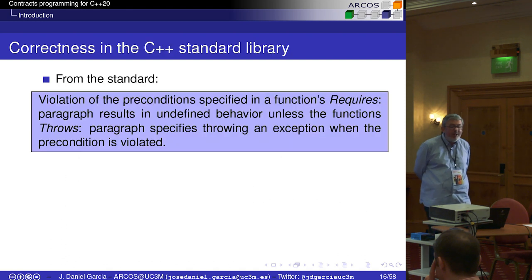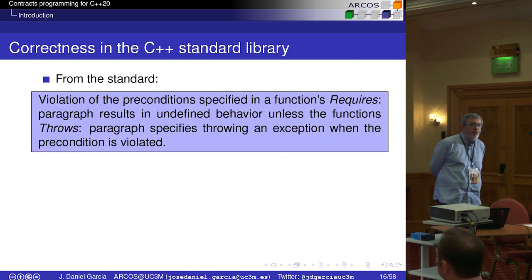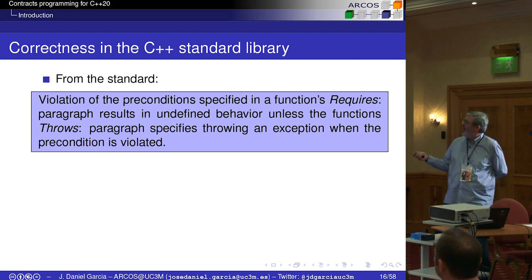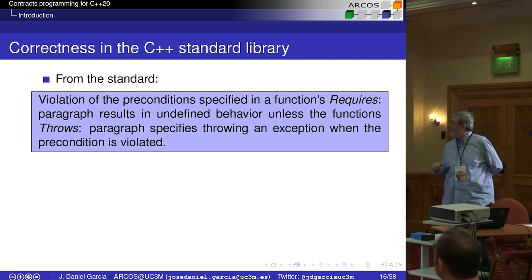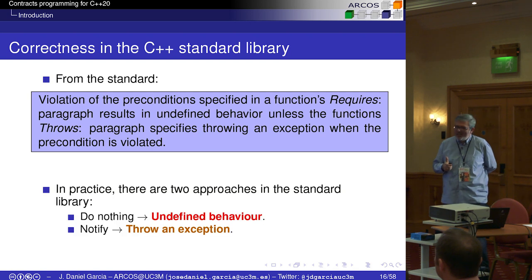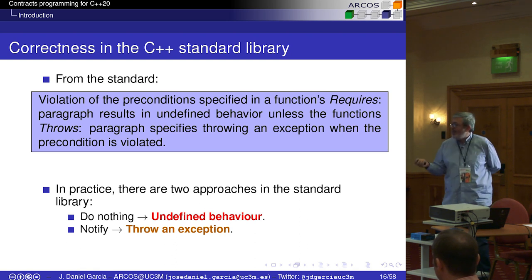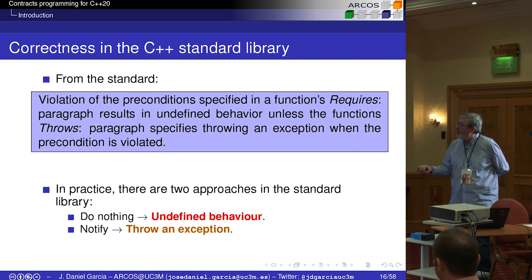So how do we handle correctness in the C++ standard library? We have a general statement in the library part of the standard that says that violation of preconditions specified in a function's requires paragraph results in undefined behavior unless the function's throws paragraph specifies throwing an exception when the precondition is violated. So basically, in practice, there are two approaches that you will find in the standard library. Sometimes, do nothing, that is, undefined behavior. And sometimes, notify by throwing an exception.